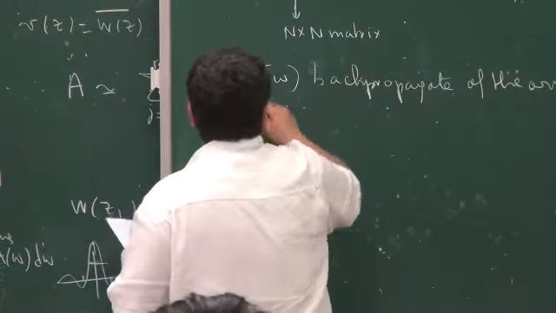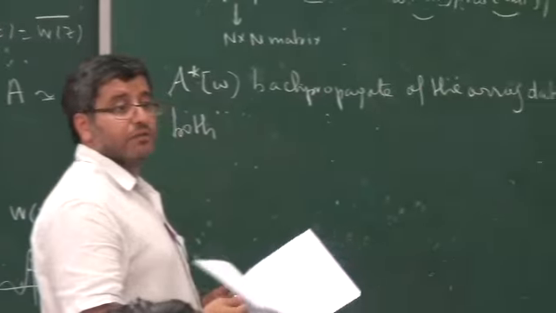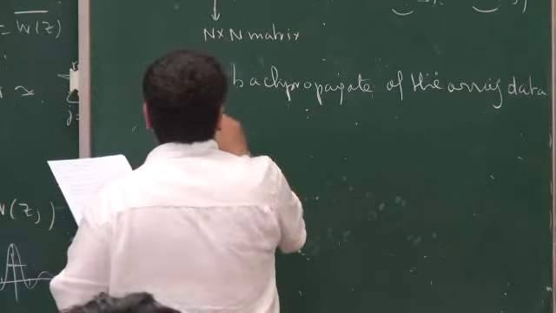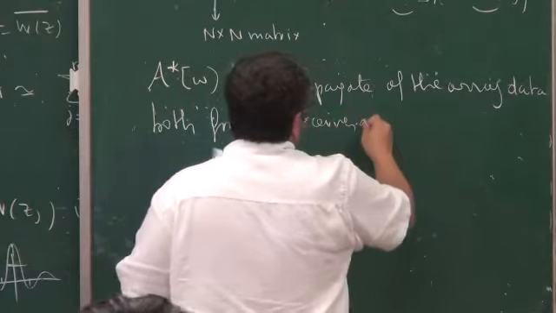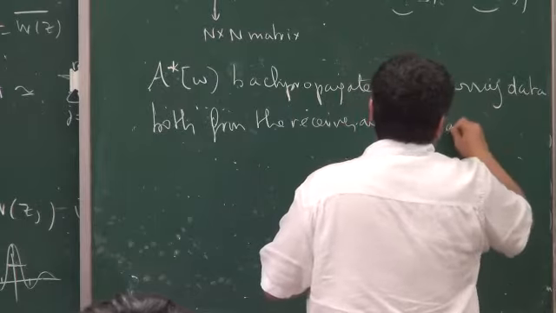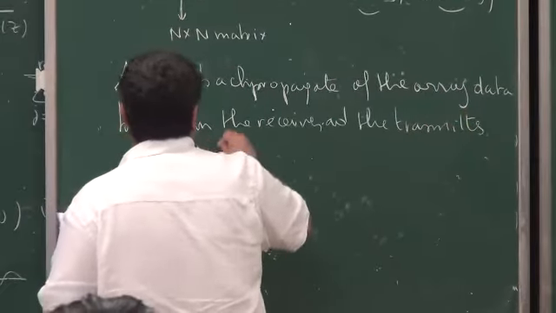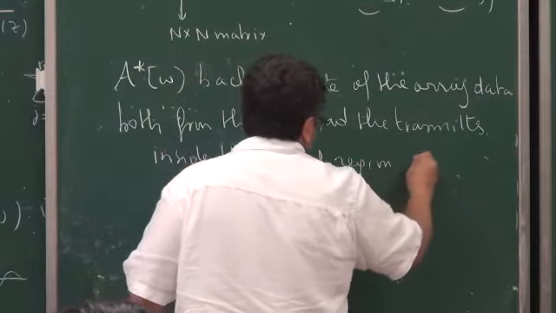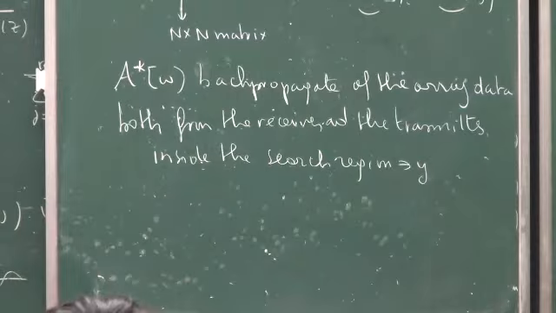both from the receivers, they are here, and the transmitters. We back propagate them into the medium. Back propagate both the data, both from the receivers and the transmitters, inside the medium, inside the search region. Y is in this search region, right? Or we also call it a test function.